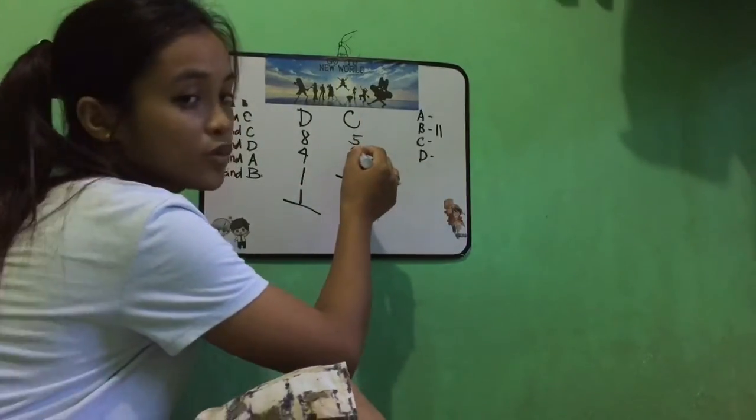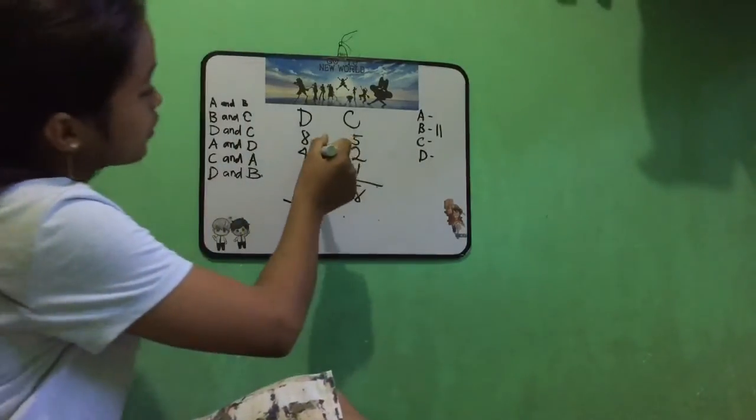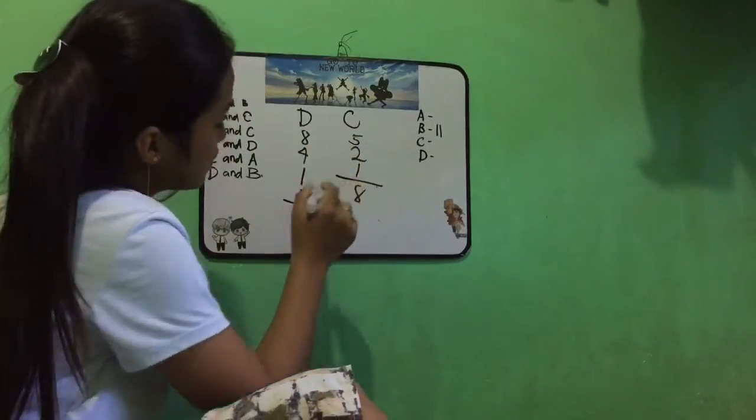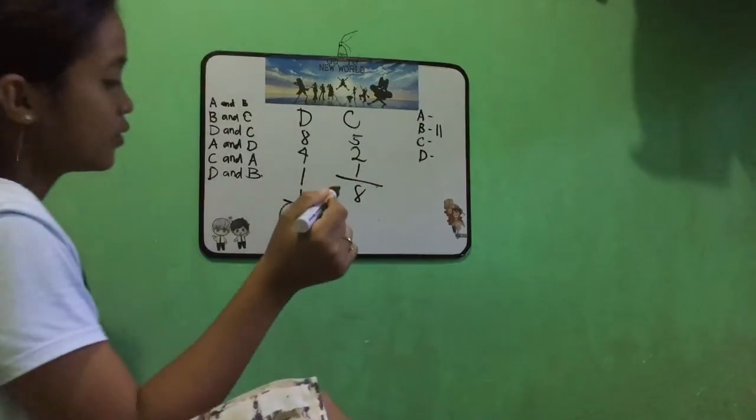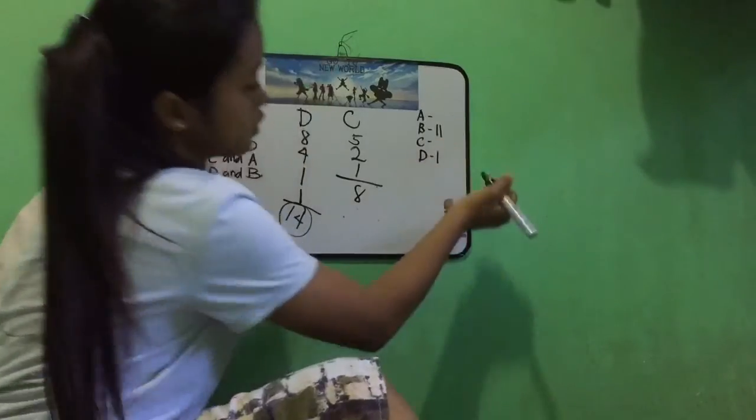So 5 plus 2 equals 7, plus 1 equals 8. 8 plus 4 equals 12, plus 1, 13, plus 1, 14. The winner of the voting here is D. So let's put 1 point to D.